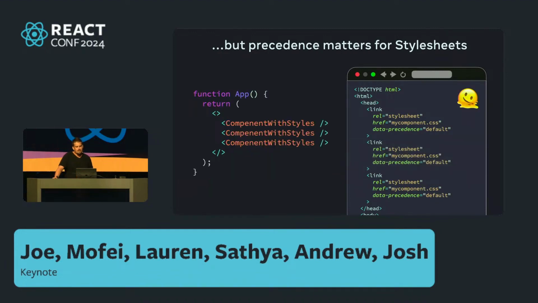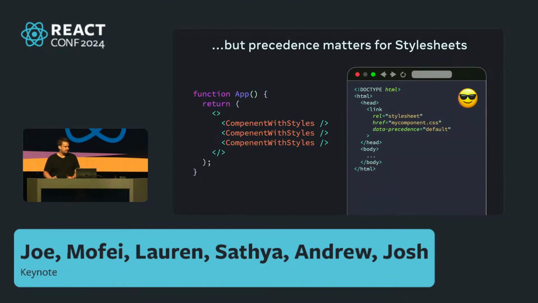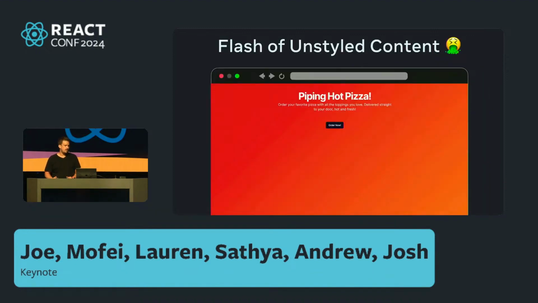React understands that each style sheet needs to only be loaded once. So even if you have different components that all depend on the same style resource, or you render the same component multiple times, you won't end up with unwanted duplication. But relative order is only one part of the problem with style sheets.